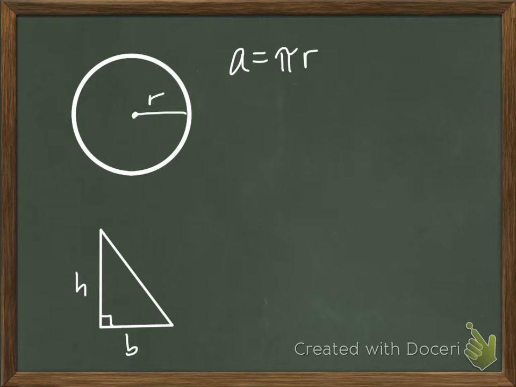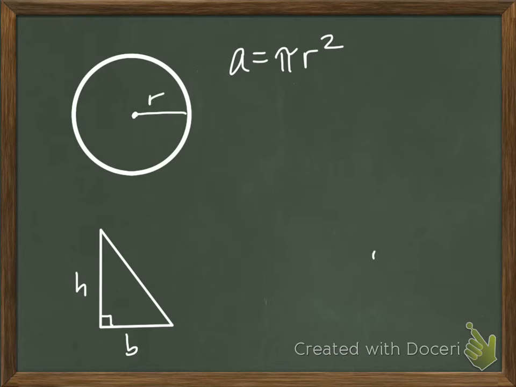For a circle, which I don't think we need this week, but I'm just going to put it there anyway. If this is your circle and the line from the center to the edge of the circle is your radius, then your area would be pi r squared. Okay. Straightforward.